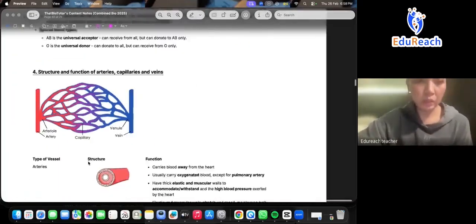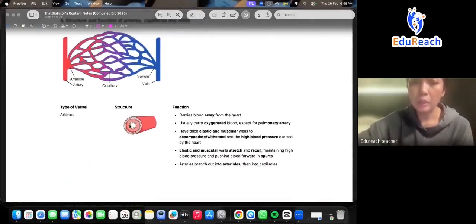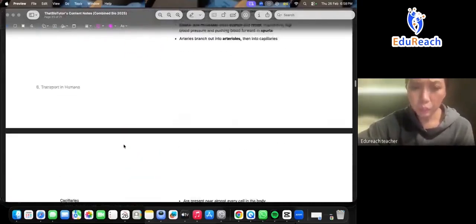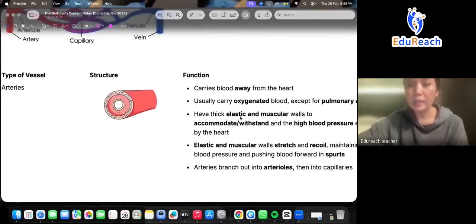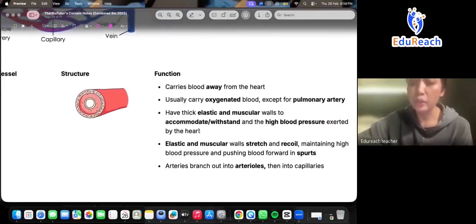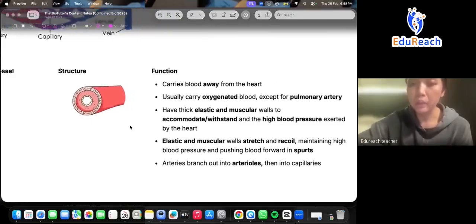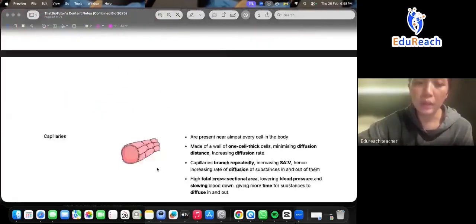Okay, this part here, the structural function of arteries, capillaries, and veins, should be pretty easy. Please know that we can describe arteries as having thick, elastic, and muscular walls, to withstand the high blood pressure exerted by the heart. Yeah, and there are these other functions. This one I wouldn't run through, should be pretty easy to understand.